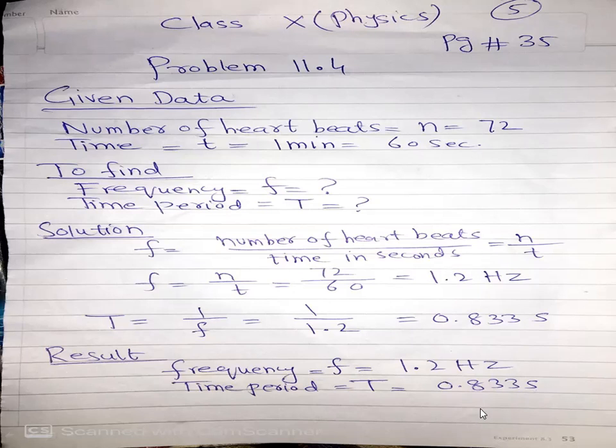So students, in this numerical, we found frequency and the time period, and we used two formulas. One is f is equal to n by t, and the other formula is time period is equal to 1 over f. Our frequency is found to be 1.2 hertz and time period is 0.833 seconds. This is the end of problem 11.4. So we have done our four problems 11.1, 11.2, 11.3, and 11.4. These all problems are on page number 35 of your 10th class textbook.